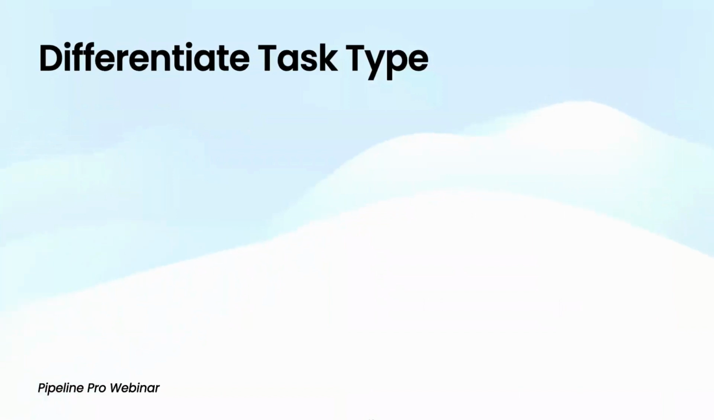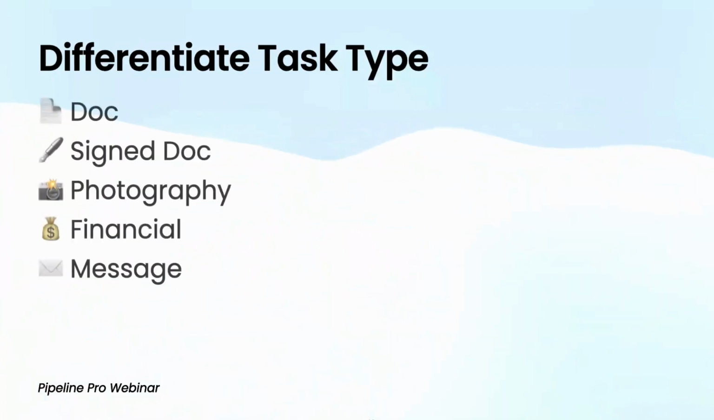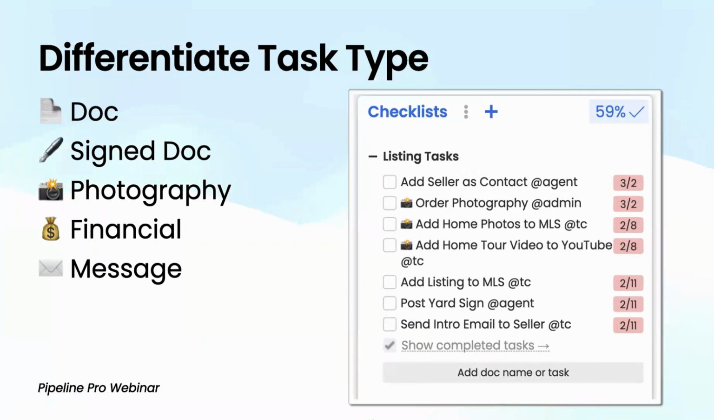Another useful way to use emojis in tasks is to differentiate task type. If it's important for you to quickly discern the type of a task on your checklist, emojis can provide quick visual identification. For example, some offices like to identify an important task's type, and they may use different emojis to represent the type of a task. Using this method, I can quickly identify the 3 photography-related tasks in this listing checklist.